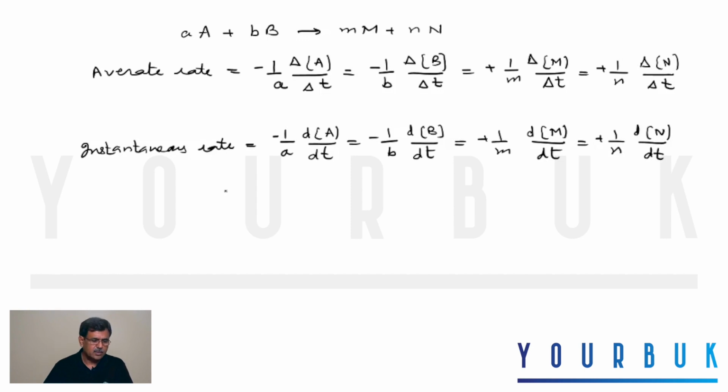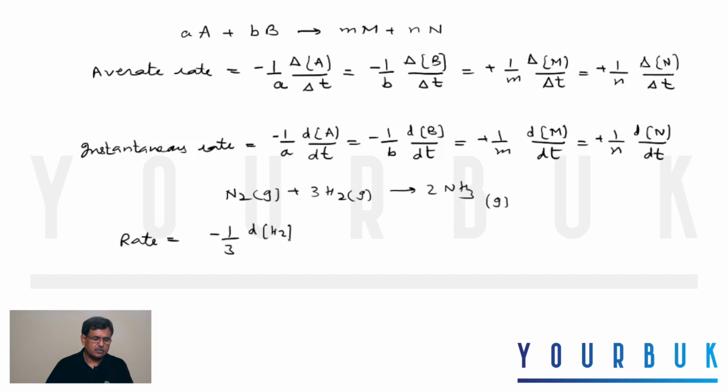Now suppose you are given this reaction, N2 gas plus 3H2 gas gives 2NH3 gas. In this case, we can relate the rate of disappearance of hydrogen with the formation of ammonia by this equation. The rate is equal to minus 1 by 3 the instantaneous rate of disappearance of hydrogen, is equal to plus 1 by 2 the rate of formation of ammonia.